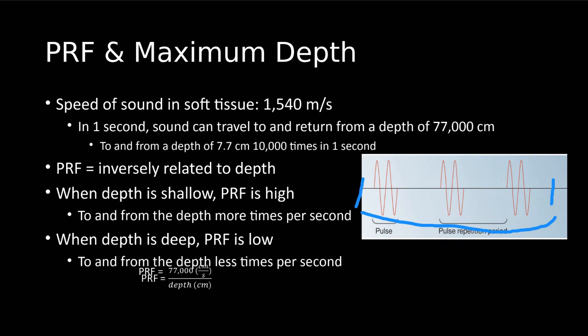That means it can travel to 7.7 centimeters 10,000 times in 1 second. This is where we get that fast imaging from. We're going to learn about frame rate in a few weeks, but that's what we need. We need to be able to send that pulse into the body and get it back thousands and thousands of times to get our very detailed pictures.